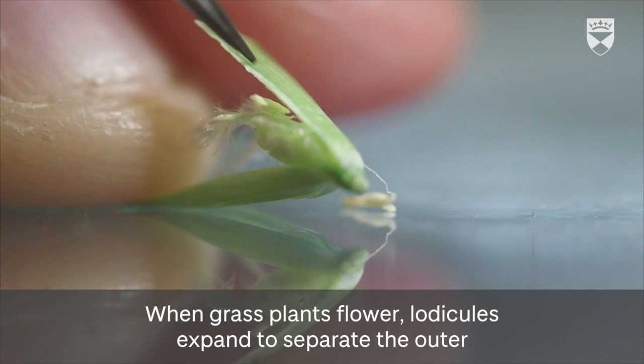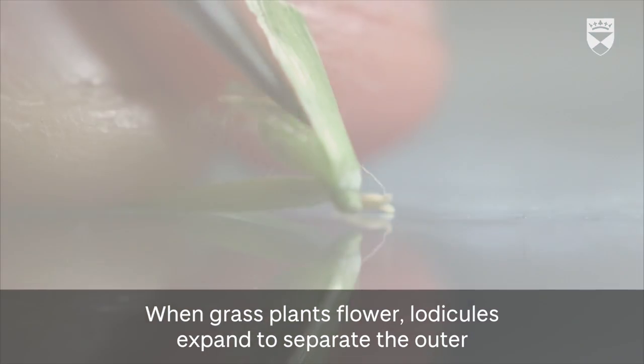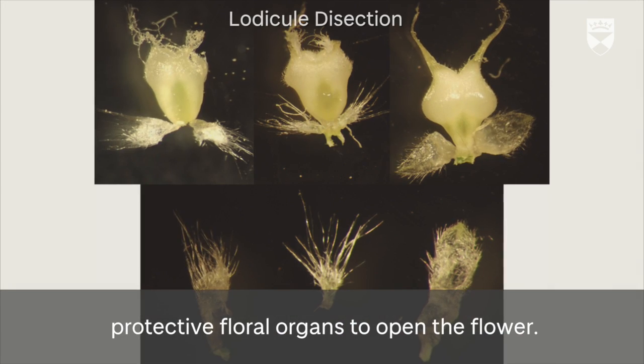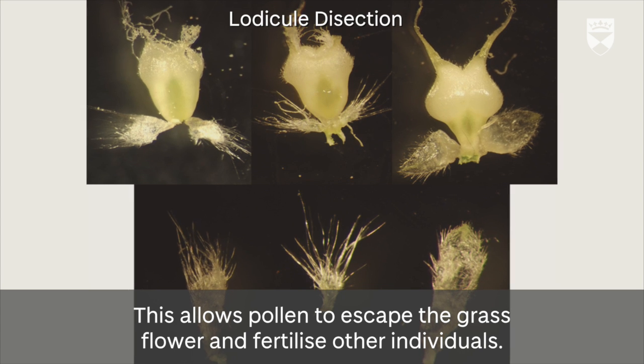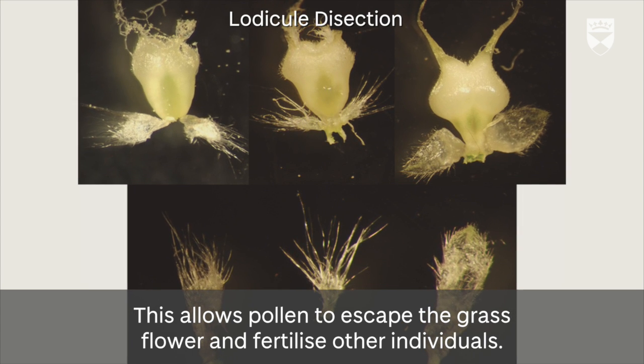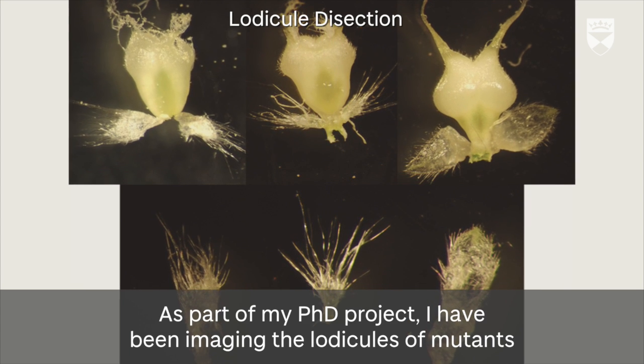When grass plants flower, lodicules expand to separate the outer protective floral organs to open the flower. This allows pollen to escape the grass flower and fertilise other individuals.